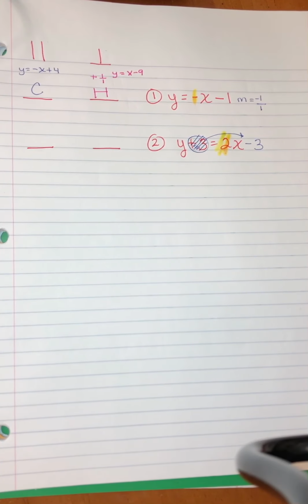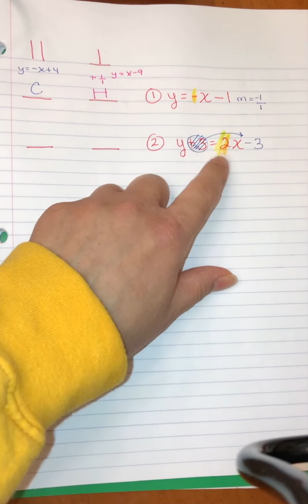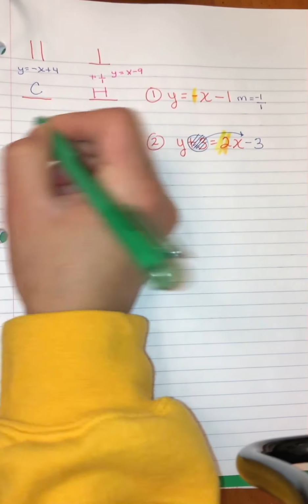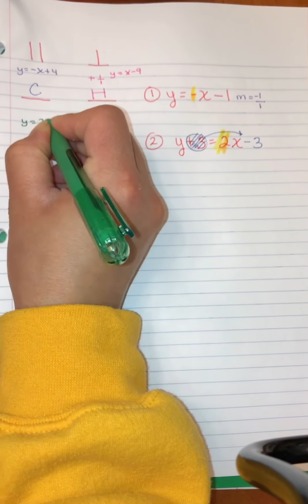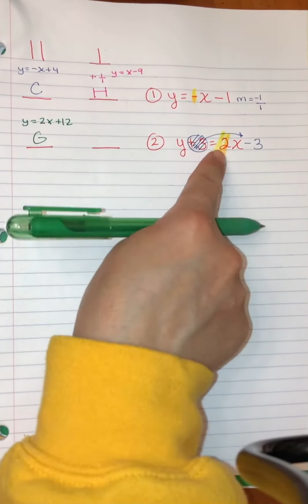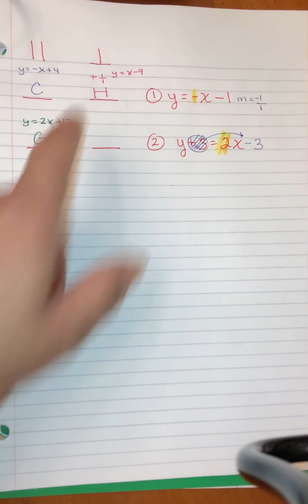So if I look at my answer choices, I'm going to notice that if I want a parallel line, I have to pick something that has the same slope. And that would be letter G. G says y equals 2x plus 12. So notice 2, 2. Same slopes, different y-intercepts.